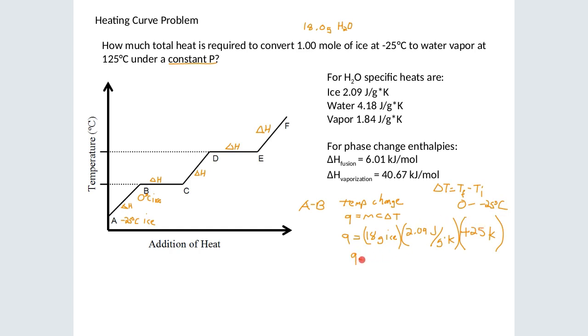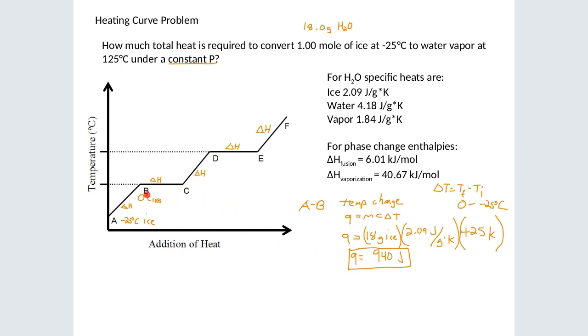And the Q here is going to be a positive 940 joules of heat. So grams and grams cancel, Kelvin and Kelvin cancel. I'm left with joules. All right, so that is segment number 1. And then we just move on to the next segment.